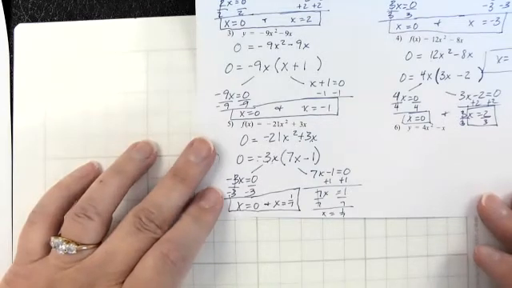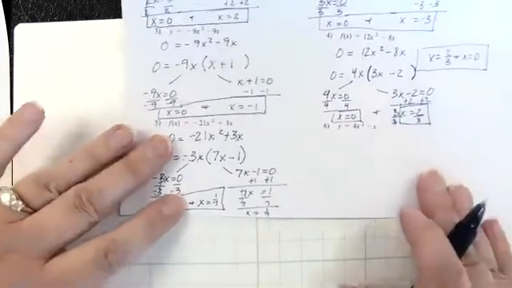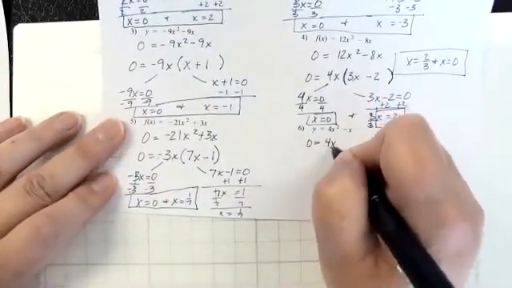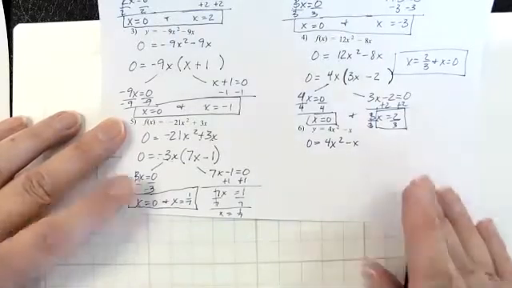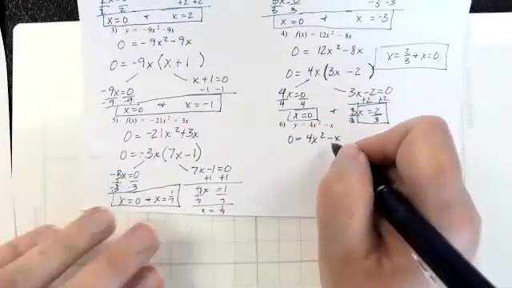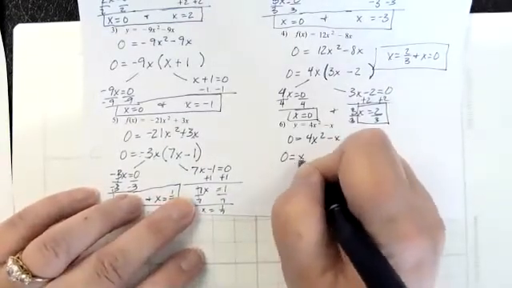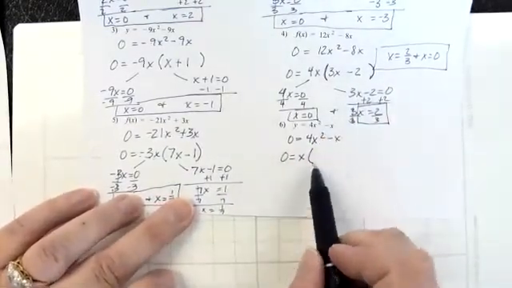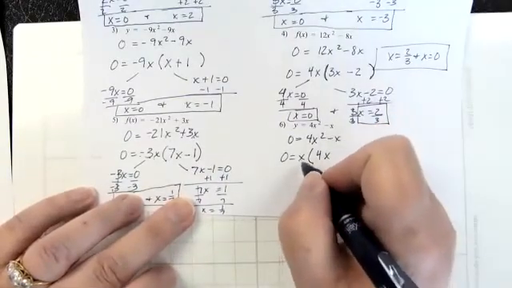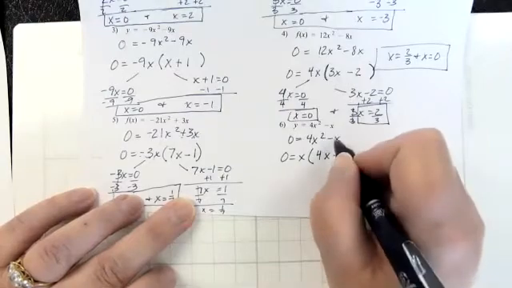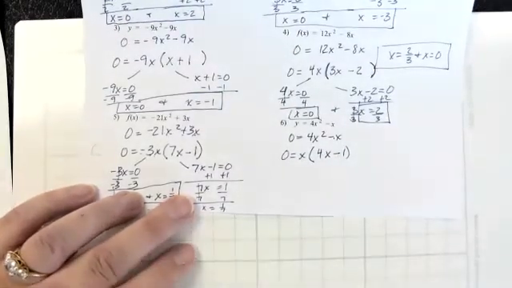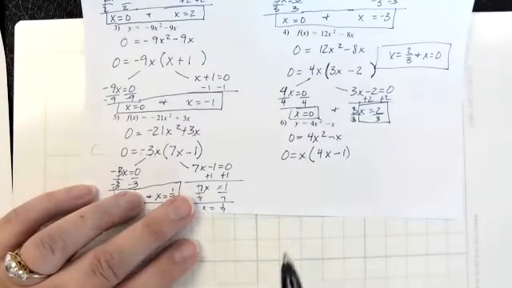Okay, number 6. So we'll say 0 equals 4x squared minus x. Okay, the only thing they have in common is the x, so we'll factor out the x. So 0 equals x. 4x squared divided by x leaves us with 4x. And then negative x divided by positive x leaves us with -1, because a negative divided by a positive is a negative. So we have 0 equals x times the quantity 4x minus 1.